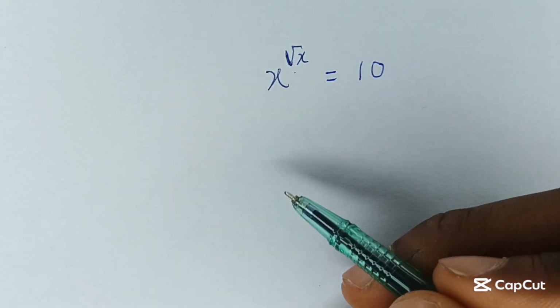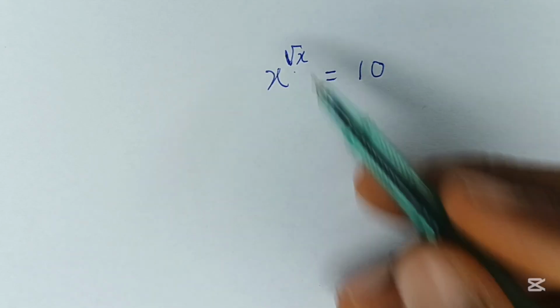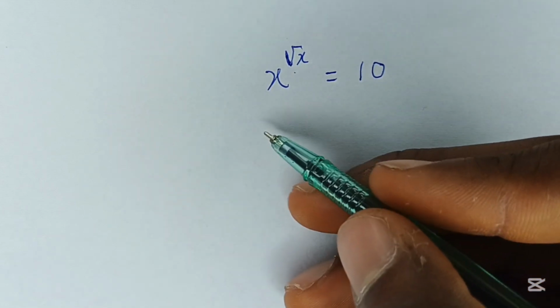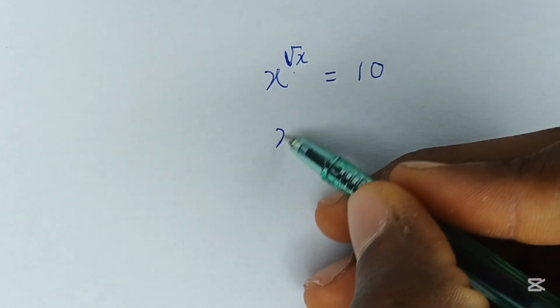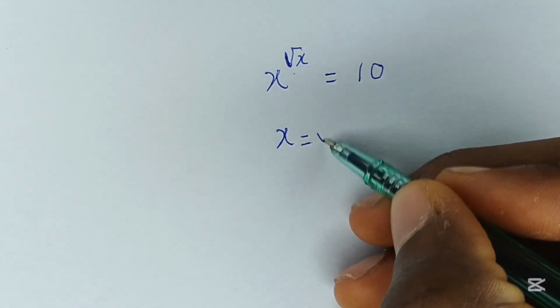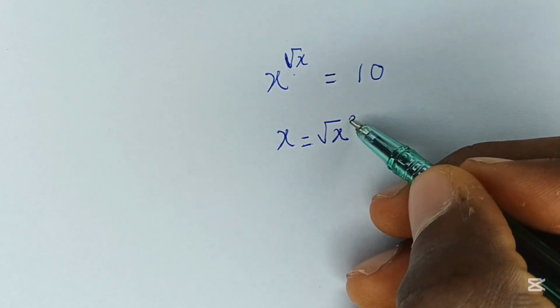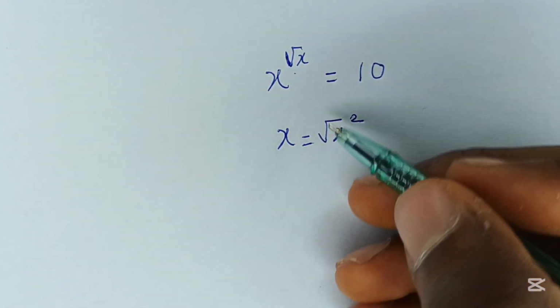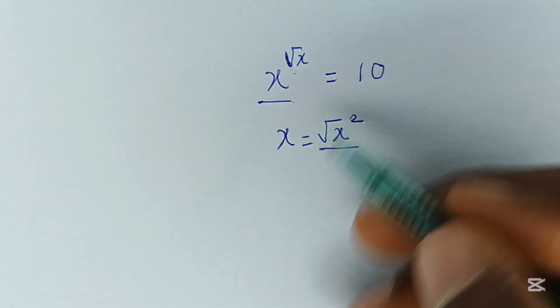Let's solve this equation together. It says x to the power of root x is equal to 10. Okay, how do we solve this? Now the first thing to do is that we can say that x can be equal to root of x squared. So it means that we can replace x with this in this equation.